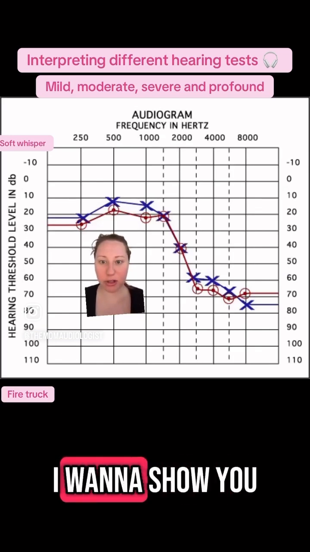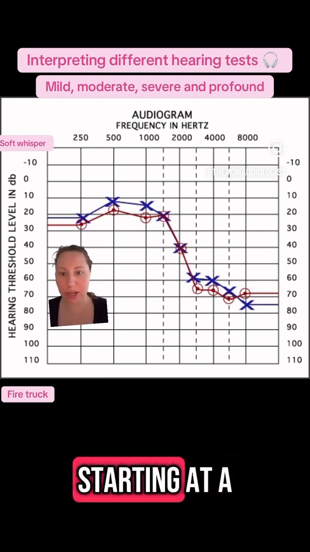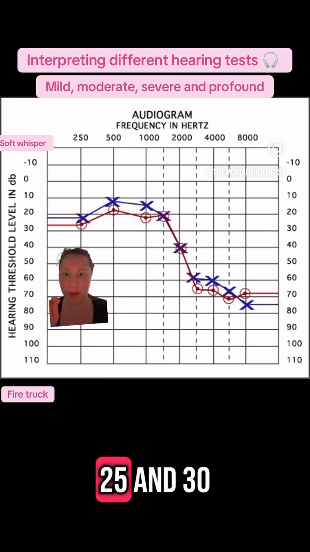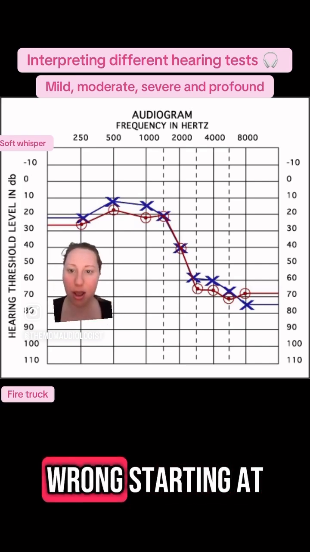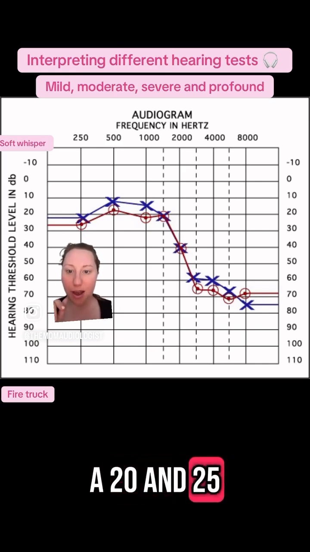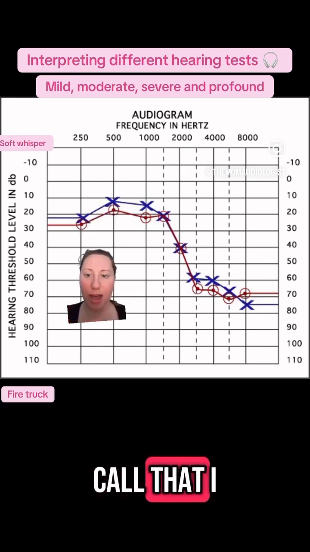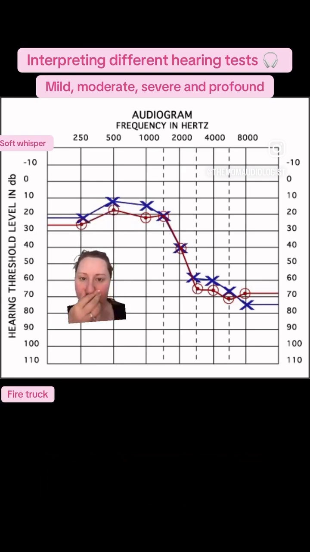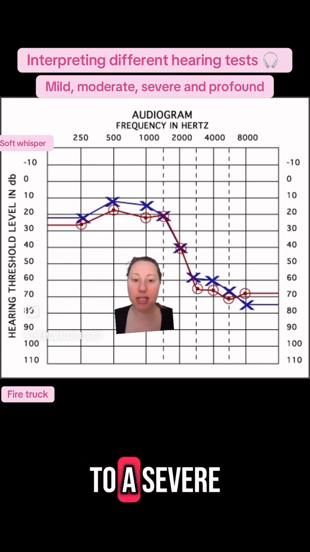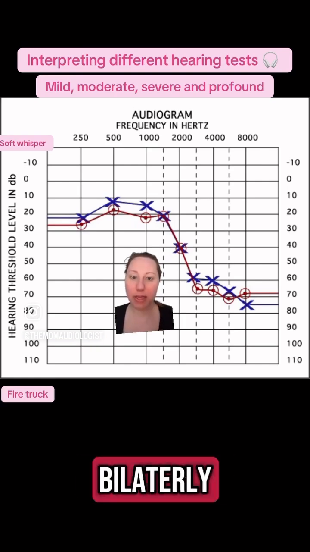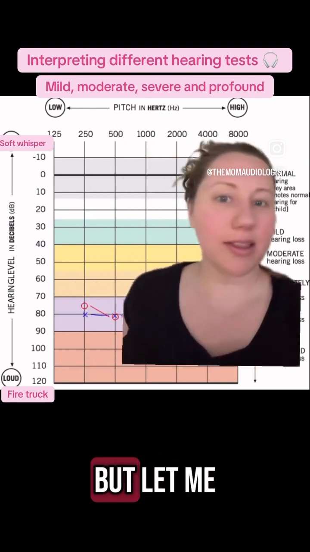And here's the last one I want to show you. As you can see, the top is not normal. It's starting at a 25 and 30, 35. I'm sorry, I'm reading that wrong. Starting at a 20 and 25. It goes up a little bit, but then it goes back down. So I would call that a mild rising to normal, sloping down to a severe hearing loss in both ears bilaterally. I hope this helped you guys with interpreting the hearing test, but let me know if you have any questions.